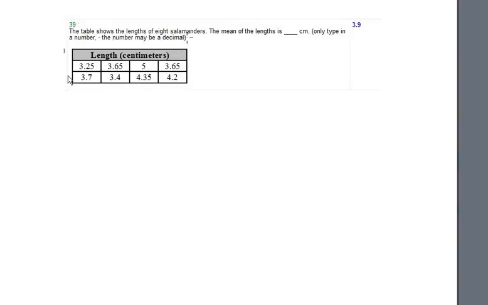Okay, this problem just says, what is the mean? It wants the average, and we have 8 different lengths. 1, 2, 3, 4, 5, 6, 7, 8. So with your calculator, just add those numbers up and divide by 8, and you'll get 3.9.